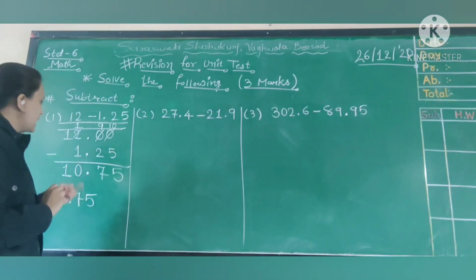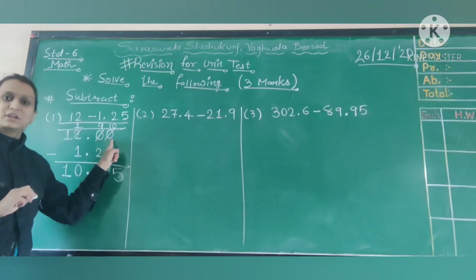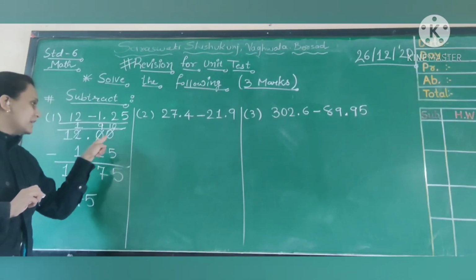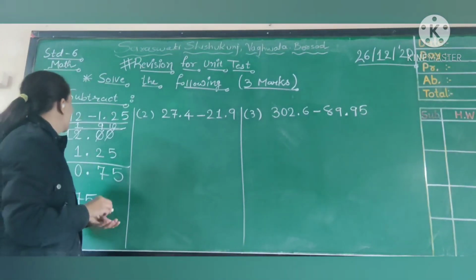Okay, so this is the way you can subtract a decimal number. If a decimal place isn't given, then we take 0 in place of the 10th and 100th. Okay, now let us do the second number.